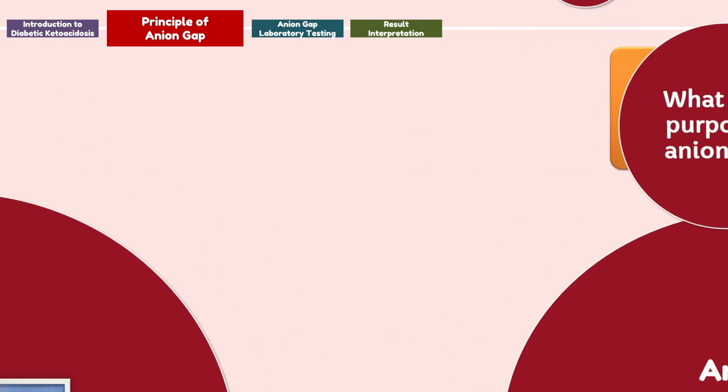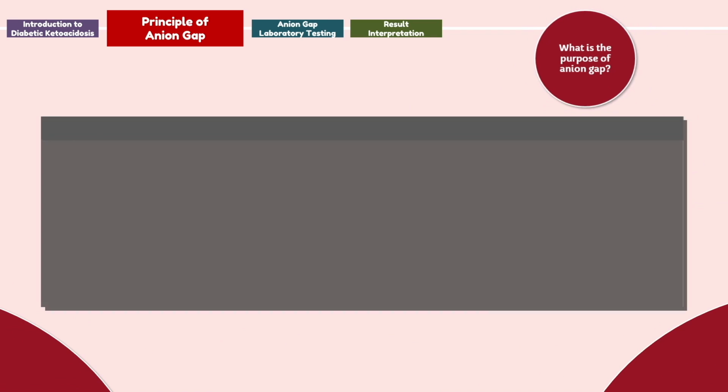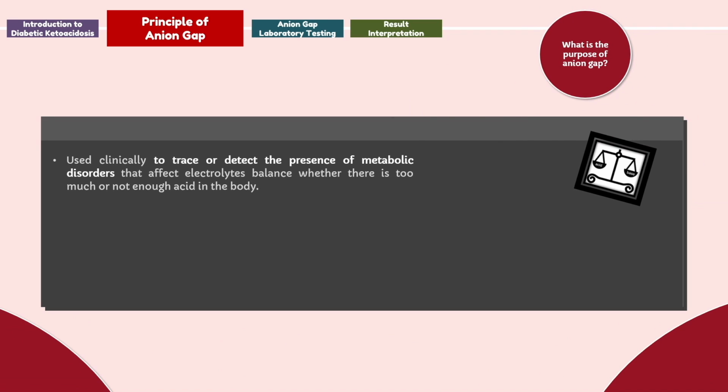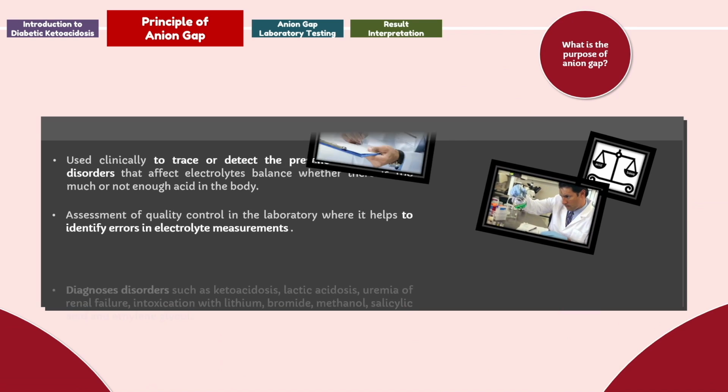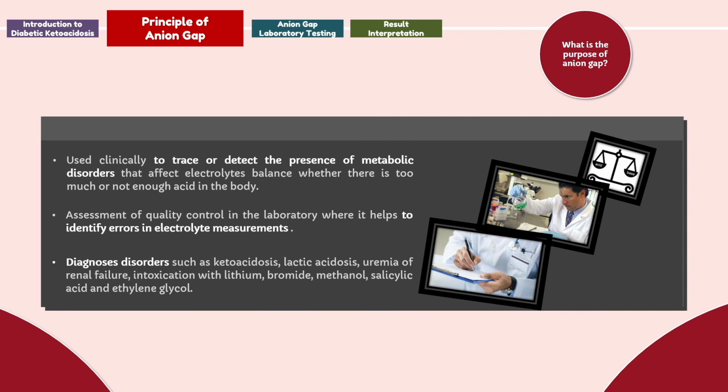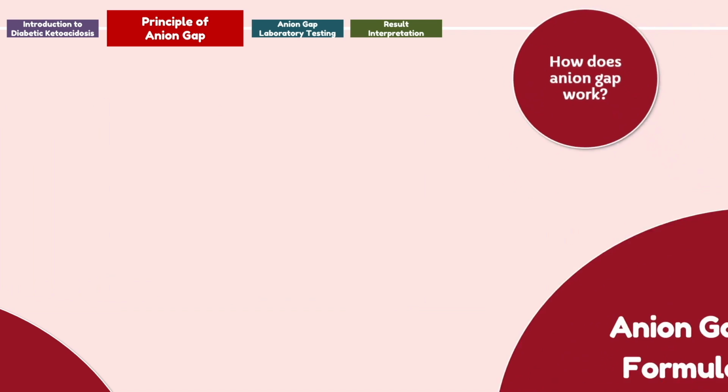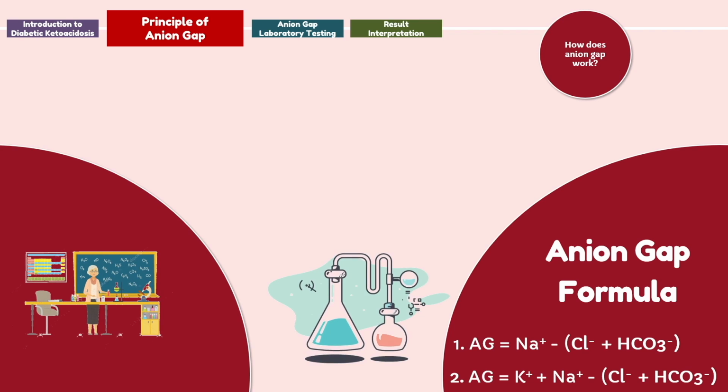Then, what is the purpose of anion gap? It is used clinically to trace or detect the presence of metabolic disorders that affect electrolyte balance. It is also used for the assessment of quality control in the laboratory, and it is used to diagnose disorders. Anion gap works by measuring the unmeasured electrolytes in the body.